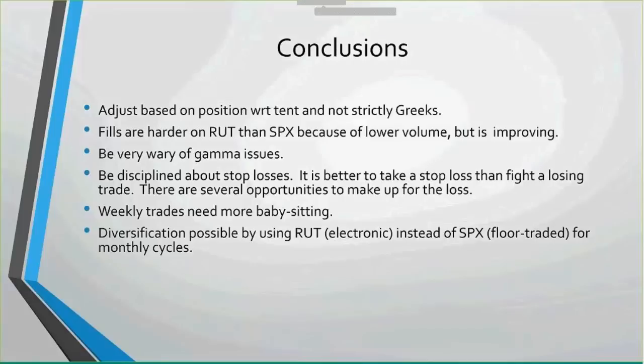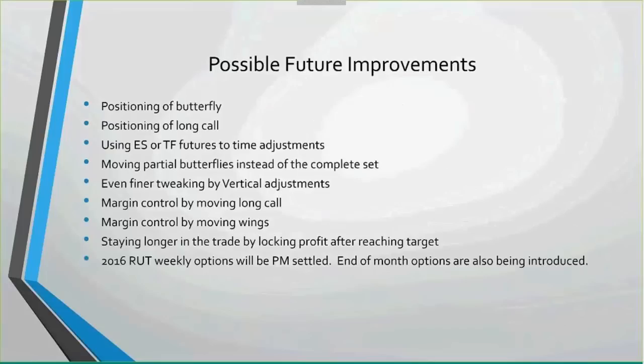Weekly trades, because of their short-term nature, you have to babysit a lot more than the monthly. Monthly trade, you can just get by looking at it once per day. So I use both Russell 2000 and SPX at different times. There are times when Russell 2000 is way more volatile than SPX, which is most of the time, and sometimes it's the other way. So you have to decide which one you want to go with every week, and that brings some built-in diversification on your trades. And some possibly future improvements.